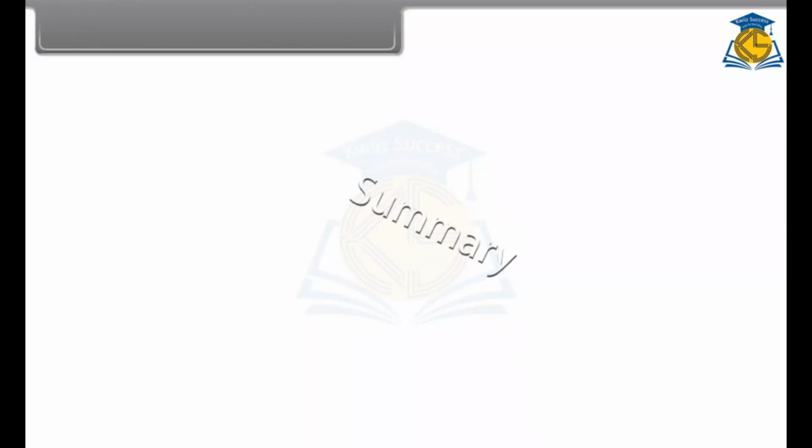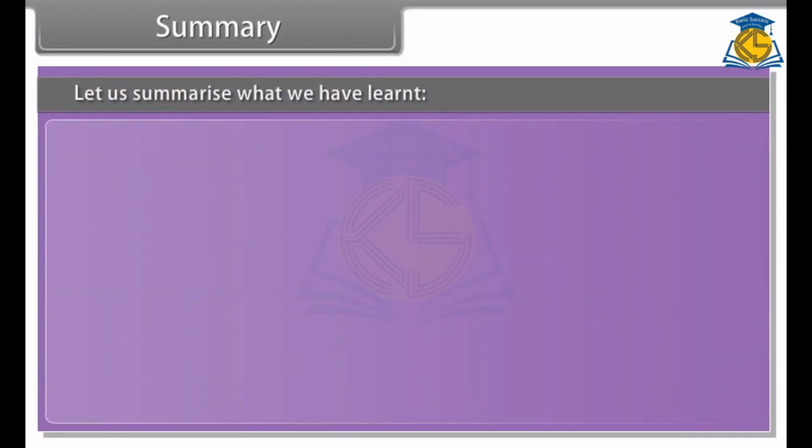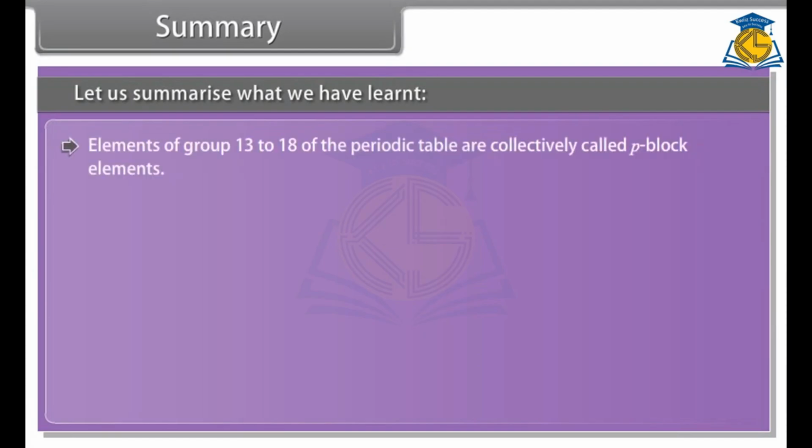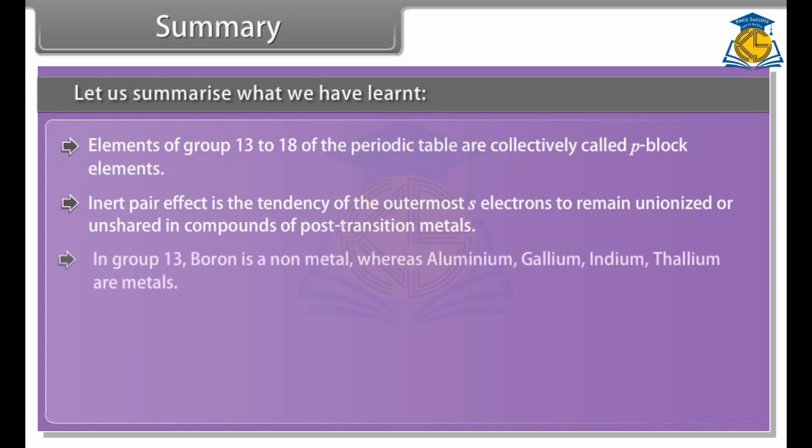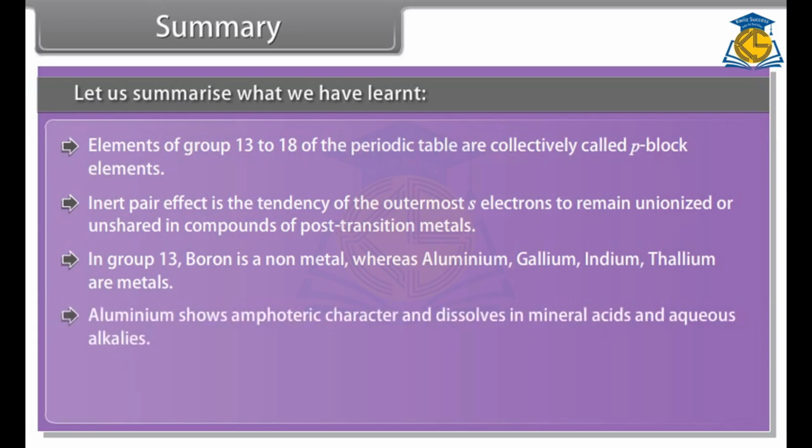Summary. Let us summarize what we have learnt. Elements of group 13 to 18 of the periodic table are collectively called p-block elements. Inert pair effect is the tendency of the outermost s electrons to remain unionized or unshared in compounds of post-transition metals. In group 13, boron is a non-metal, whereas aluminium, gallium, indium, thallium are metals. Aluminium shows amphoteric character and dissolves in mineral acids and aqueous alkalis.